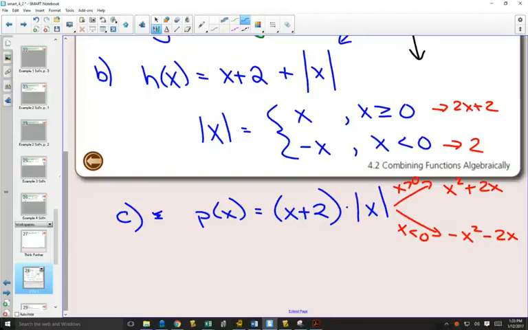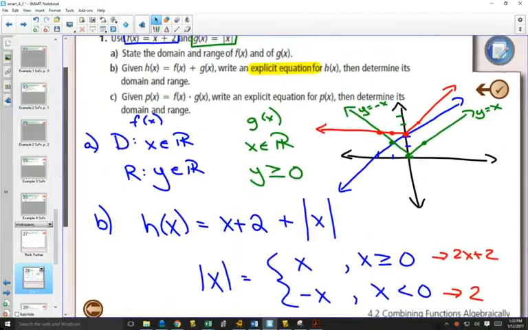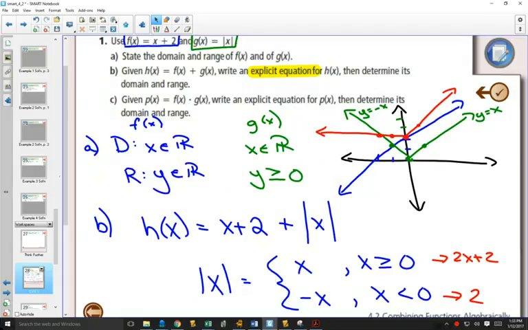And then from that, because it says, oh, we didn't do the domain and range for B. So let's do that domain and range first. Can you see from your red graph that your domain is still everything, but your range is bigger than or equal to 2?